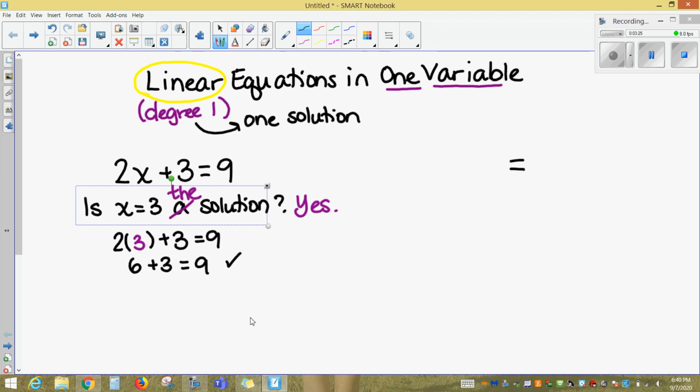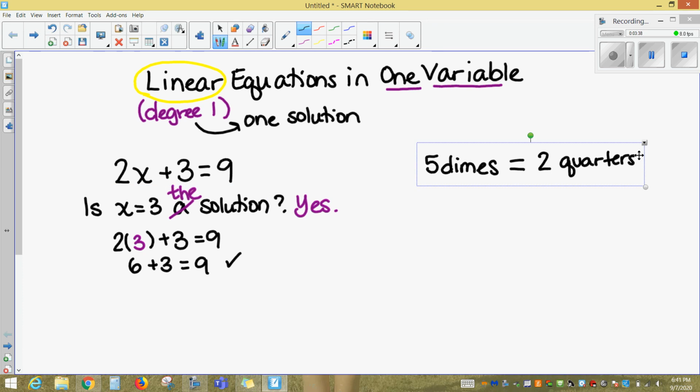It does not mean they have to look the same. So if I have 5 dimes in one hand, it's worth the exact same amount as if I have 2 quarters in the other hand. Again, those 2 amounts look different from each other, but they are worth the same when we walk into the store. So equals means that they have the same value.